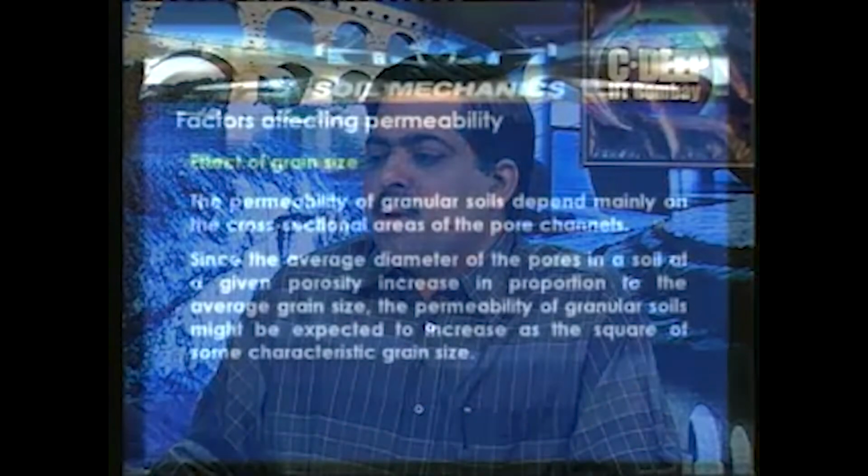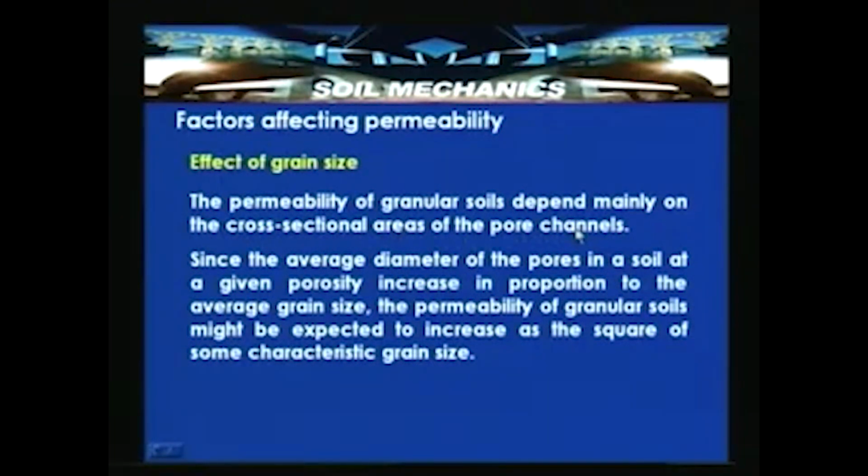So, among the factors affecting permeability, we are discussing the effect of grain size. The permeability of granular soils depends mainly on the cross sectional area of the pore channels. Since the average diameter of the pores in a soil at a given porosity increases in proportion to the average grain size, the permeability of granular soils might be expected to increase as the square of the characteristic grain size. That is the reason why Taylor, in 1948, used K proportional to d square, as in the Taylor's equation we discussed earlier.